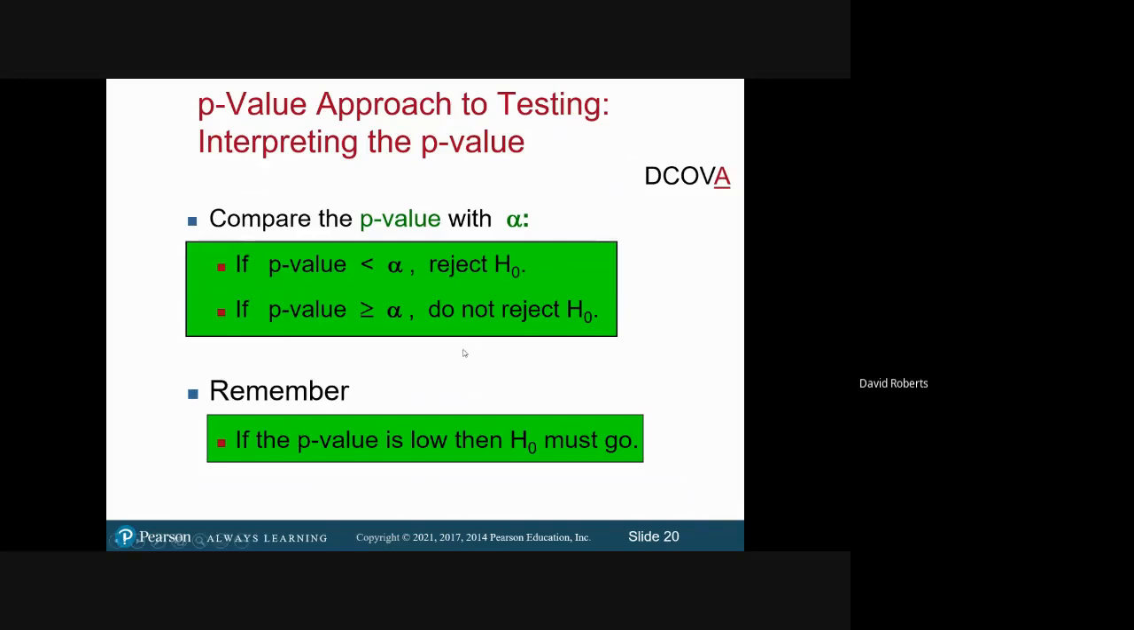And the way to look at it, the lower or smaller the p-value, the greater the chances you're going to reject H0. So if you gave me a very low p-value, like 0.0027, I'm going to reject H0. Anything less than 1% or 0.01, you would always reject H0.